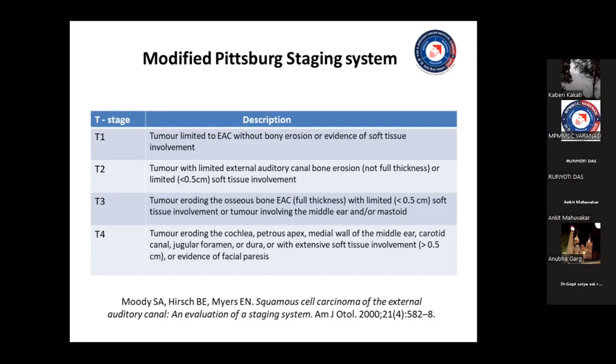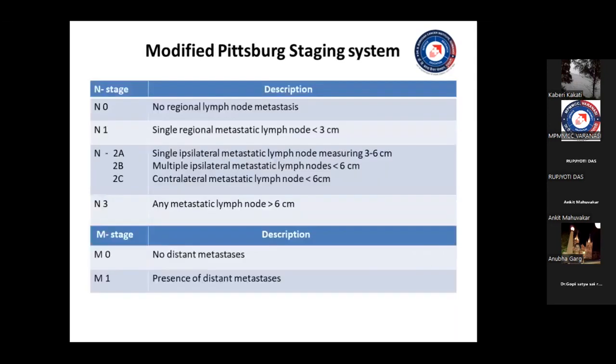soft tissue involvement. T3 involves a full thickness bone erosion and involvement of the middle ear and the mastoid. And T4 causes erosion of the cochlea, petrous apex, middle ear, carotid, as well as the facial nerve. Palsy also is included in T4. The N and M staging is similar to the other staging systems of the head and neck.